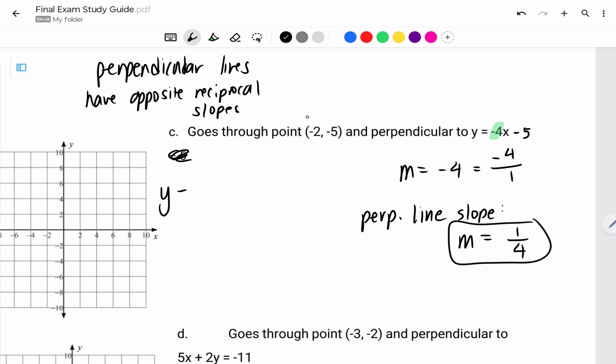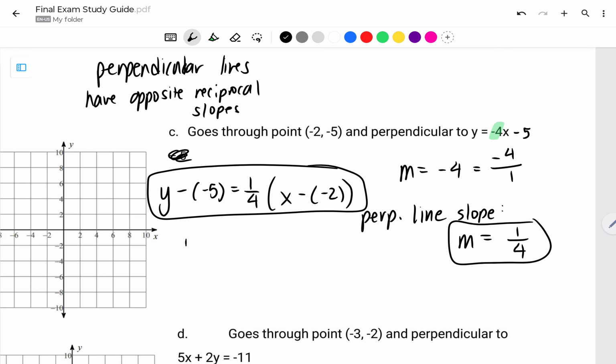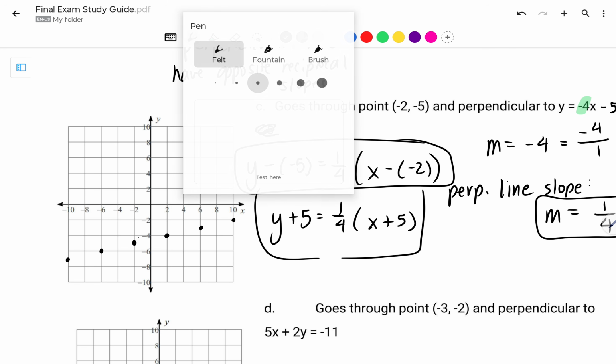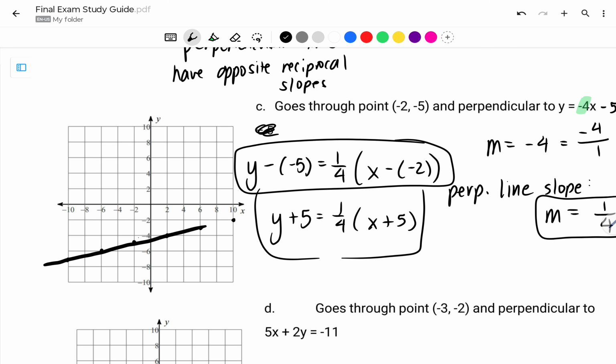So let me go ahead and write my equation of the line. Y minus -5 equals 1/4 times x minus -2. You could leave it like this. I always like to simplify. Okay, so I'll take either. And then let's graph the point. -2 and -5 is right here. We're going up 1, right 4. Up 1, right 4. I'm going to go backwards. Down 1, left 4. So this is the line that we graphed.